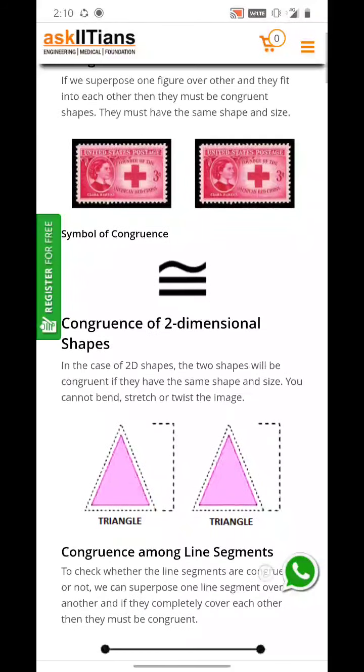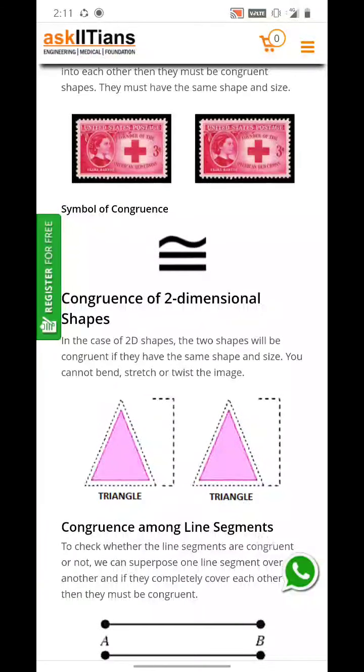Congruence of two-dimensional shapes. What are two-dimensional shapes? Two-dimensional shapes are those shapes which have just length and breadth, like a plain sheet of paper, floor, ceiling, wall. These are all two-dimensional shapes. In case of 2D shapes, the two shapes will be congruent if they have the same size and shape. You cannot bend, stretch or twist the image.